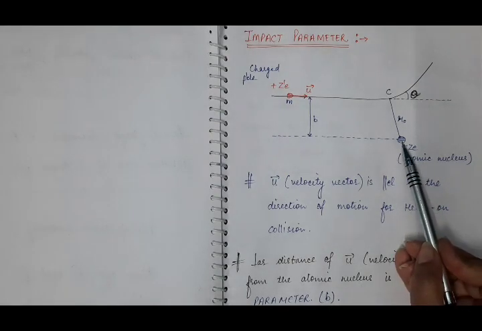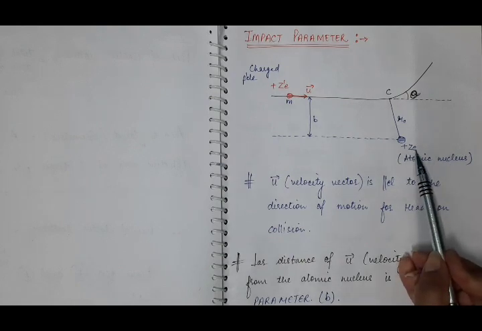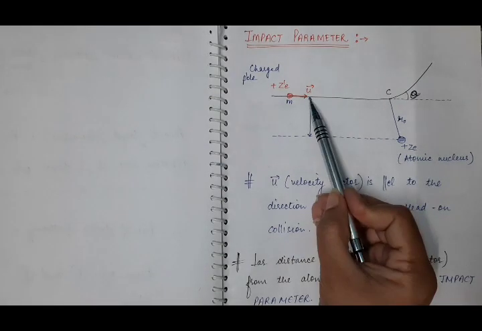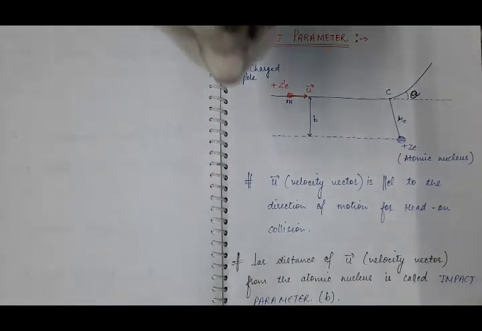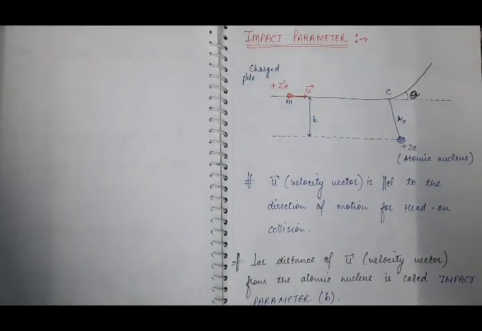And here at this point we have an atomic nucleus, a positively charged atomic nucleus having charge plus Ze, and the perpendicular distance between the two is b. This b is known as the impact parameter.